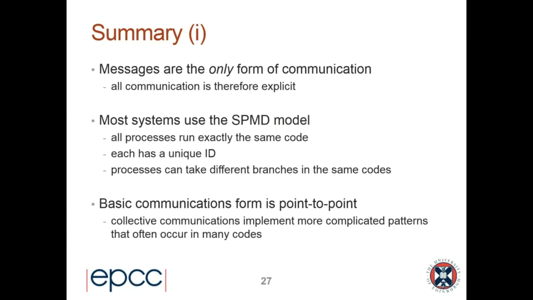Most systems use SPMD. In MPI, all processes run exactly the same code; they're running a different copy of the same program. Each has a unique ID. The process can take different branches in the same code. So you can neither ask what's the value of A, nor what line is my program at. You have to say, what is the value of A on process 95? What line is process 63 at? The basic communication form is point to point, but collective communications also exist for more general patterns of communication.